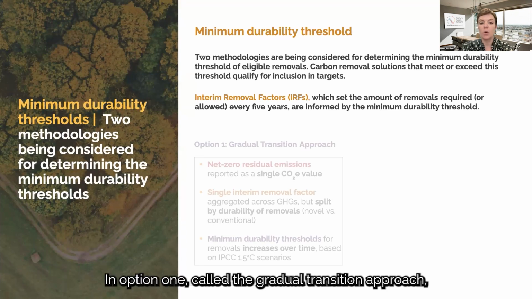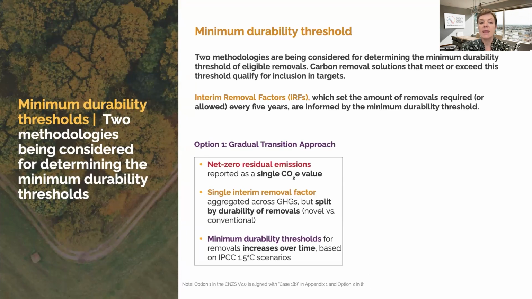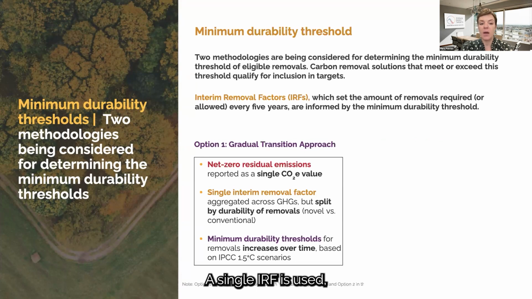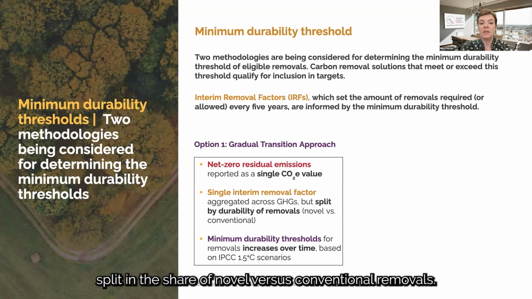In option 1, called the gradual transition approach, net zero residuals are reported as a single CO2 equivalent value. A single IRF is used, but is split in the share of novel versus conventional removals. The share of durable removal increases over time.